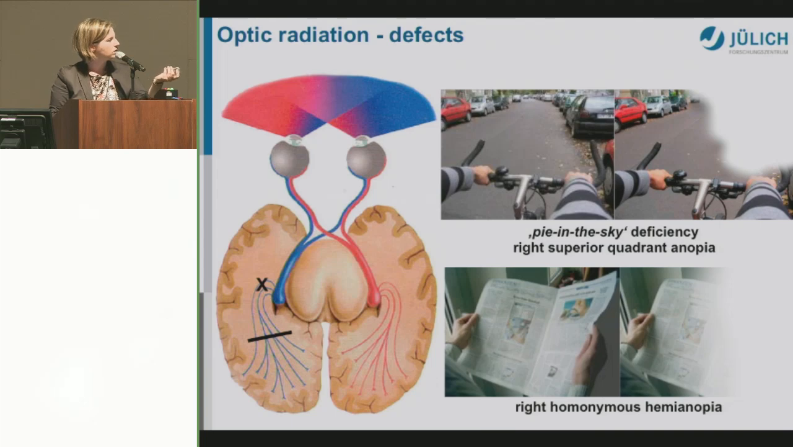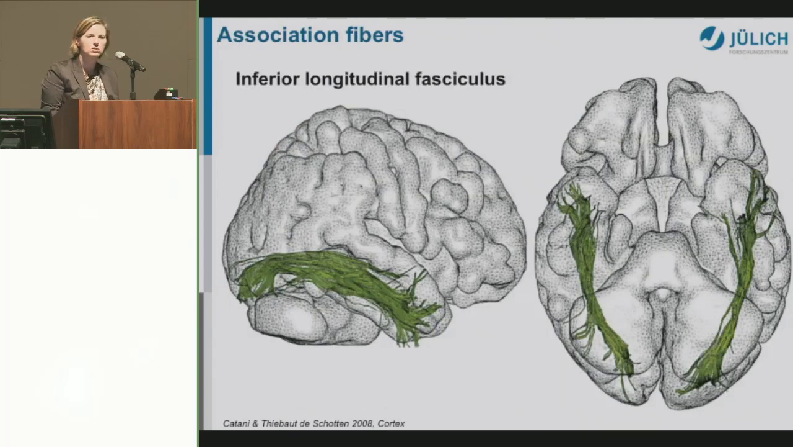So let's move on to the association fibers. If the information is within the occipital cortex and has been processed within the different cortical areas, how does the information move on into different other areas, not only within the visual system, but also beyond to other higher association areas? And I will show you first two major fiber bundles. The first one, which I want to show you, is the so-called inferior longitudinal fasciculus, here depicted from the lateral aspect and here from the ventral aspect.